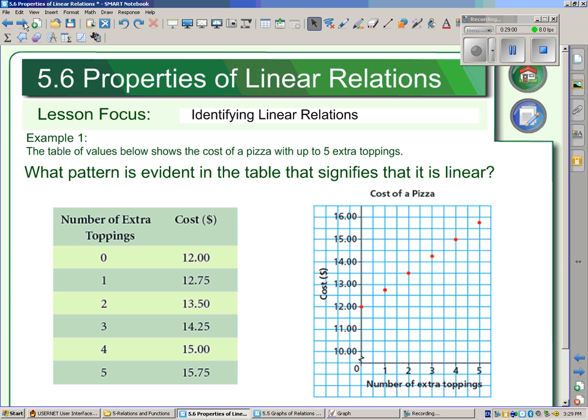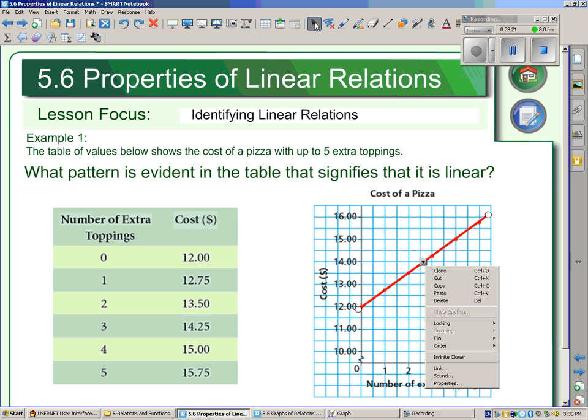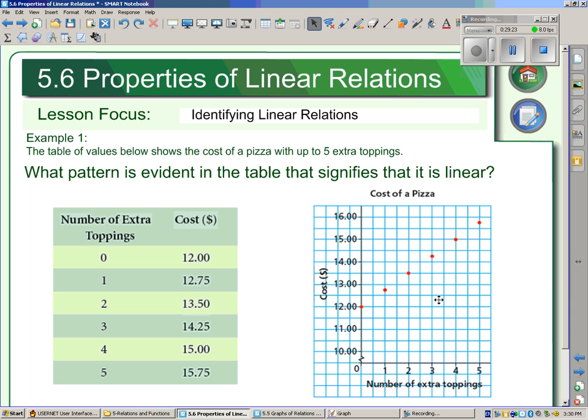What pattern is evident in the table to signify that it's linear? In our graph, we know it's linear because this is making a line. I can even connect these points. There's my line. It doesn't make sense. It's discrete data, but you can see that it forms a line. Okay, so discrete data, so we don't connect the points.